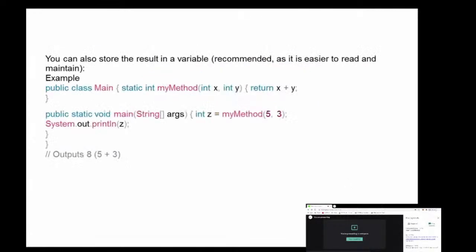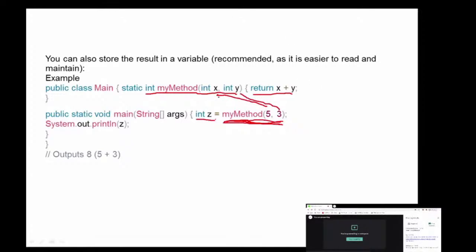Then you can also store the result in a variable, recommended as it is easier to read and maintain. So, this is another example where you're gonna store the result in a variable. Okay, for example, this is our int, my method, and then there's x and y, and then we have return x plus y. This is the same as the last example, but this time we have int z equals my method 5, 3. So, method call na pud ni siya. Gitawag na pud niya ang my method. Tapos, gipasa niya ang 5 sa x and 3 sa y.